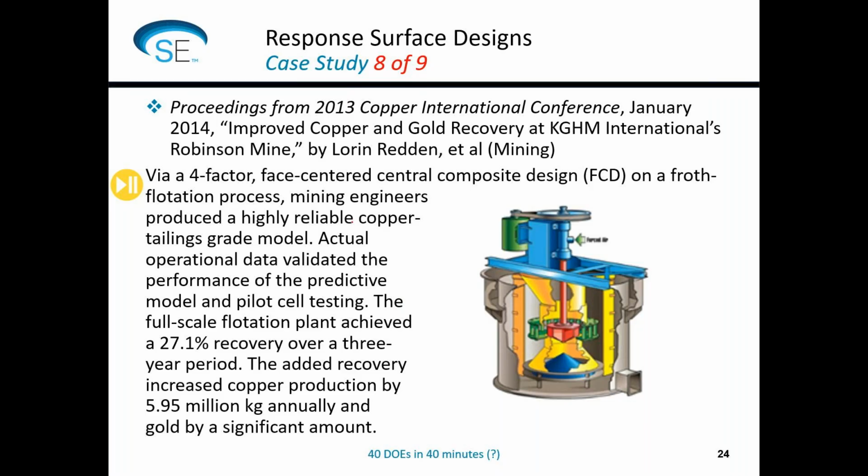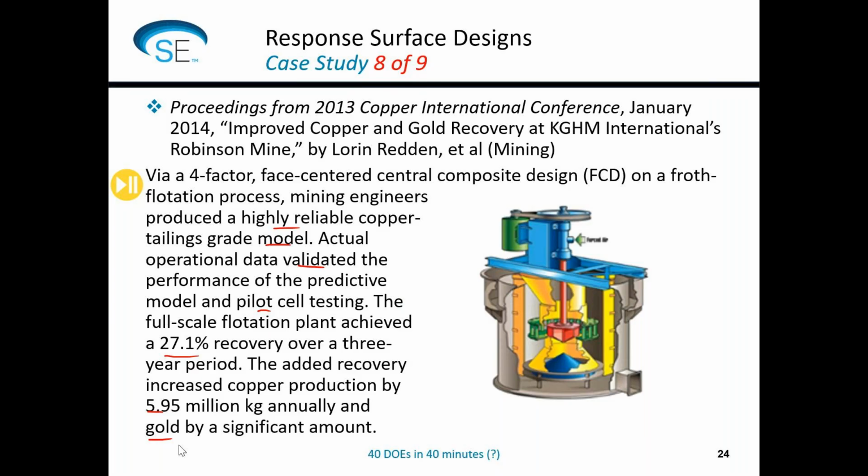So this was a 4-factor face-centered central composite, okay? So where the stars come into the face, and they were able to get really good models and then validate it. So with that, they were able to achieve much better recovery, which was worth a lot of money. Oh, by the way, they were also purifying gold, or getting to a certain level of gold. They usually have to go to a smelter.